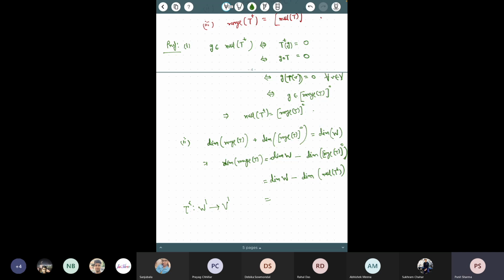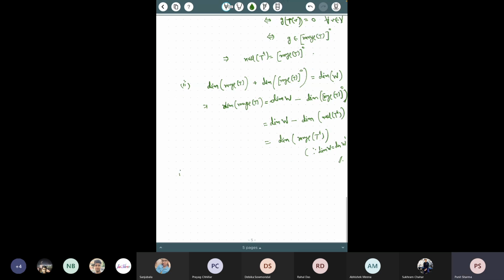But dimension of W dash is the same as dimension of W. So dimension of W minus dimension of null of T transpose, can I say that it is equal to dimension of range of T transpose? Yes, sir. So it's because of rank nullity that you can say dimension of range of T transpose. Why? Because dimension of W is the same as dimension of W dash. And you are done. So this is also straightforward.